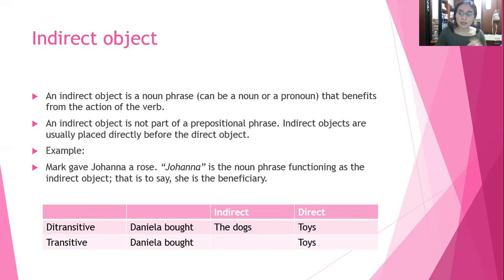Another tip to teach indirect and direct object is to explain that there exist transitive and intransitive sentences. In the transitive sentence, we can find indirect and direct objects. For example, Daniela bought the dog's toys. In the intransitive, we find only direct objects. For example, Daniela bought toys. As you can see, both sentences make sense, okay?